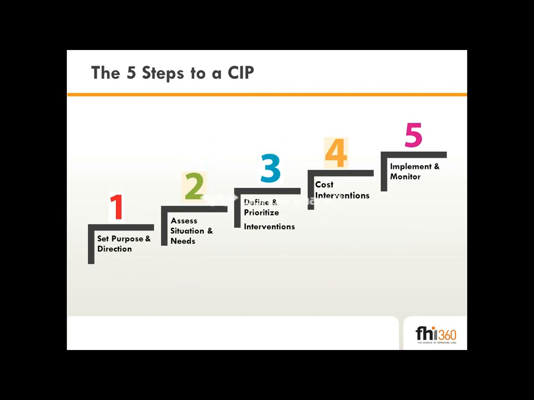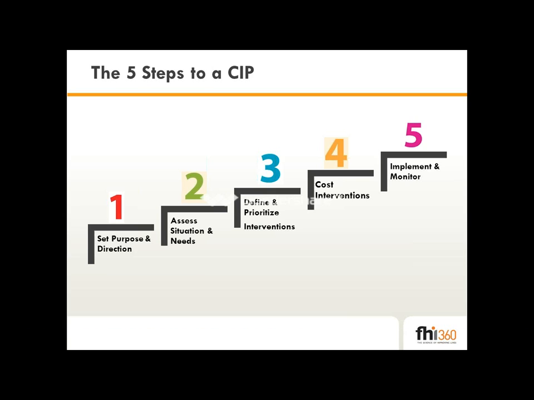Based on our experience working in Tanzania, Kenya, and Senegal, we here at FHI describe the process of developing a CIP as involving 5 steps in a highly collaborative and participatory environment involving various stakeholders at country level. These 5 steps are elaborated in detail in the resources sent with the email announcement for this webinar. So I'll just briefly go over them.